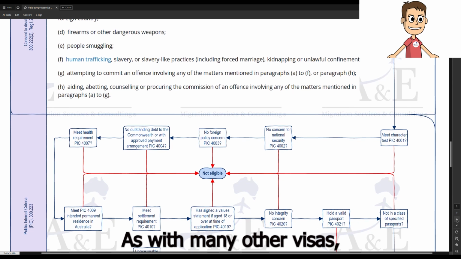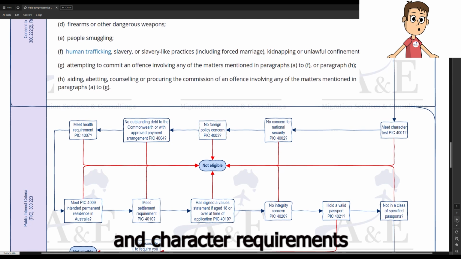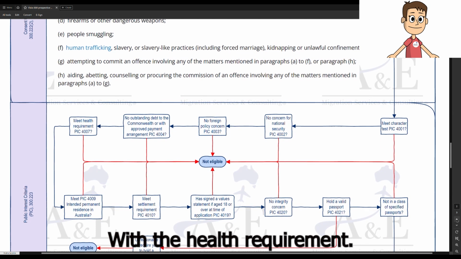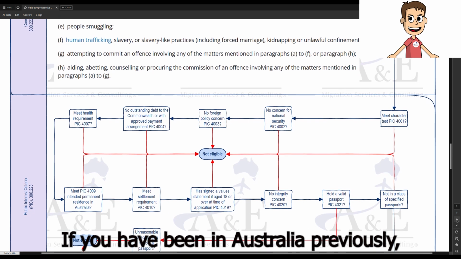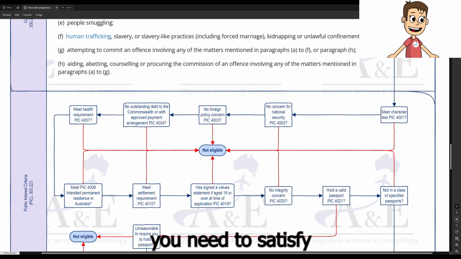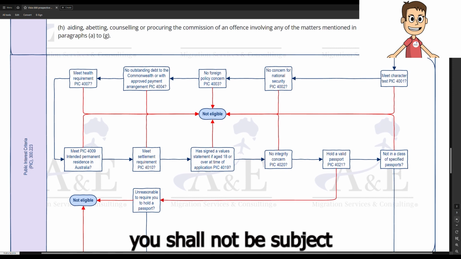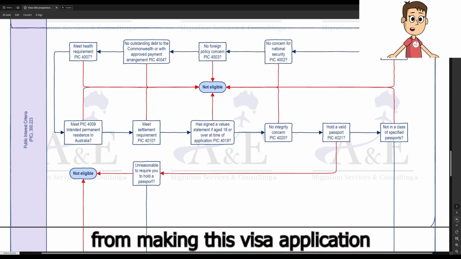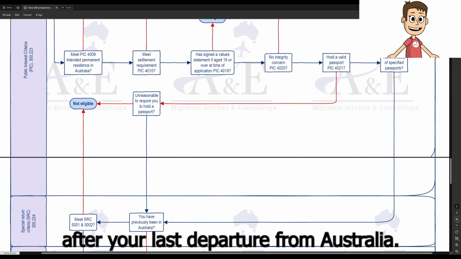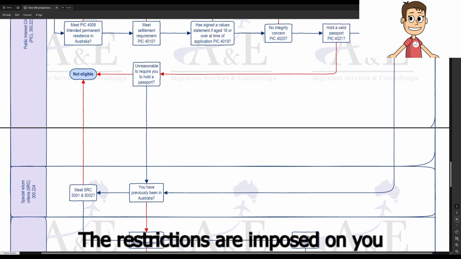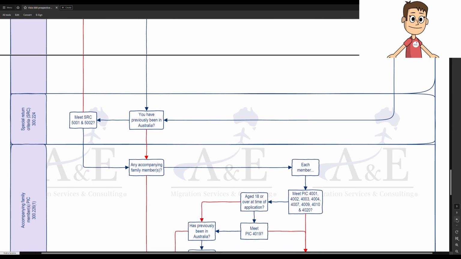As with many other visas, there are various public interest criteria that you must meet, including health and character requirements. With the health requirement, a health waiver is available. If you have been in Australia previously, you need to satisfy the special return criteria. Put simply, you shall not be subject to any restriction which will stop you from making this visa application for a certain period after your last departure from Australia. The restrictions are imposed on you because of the circumstances under which you last departed from Australia.